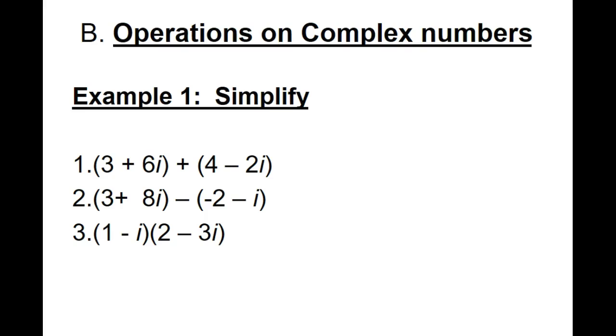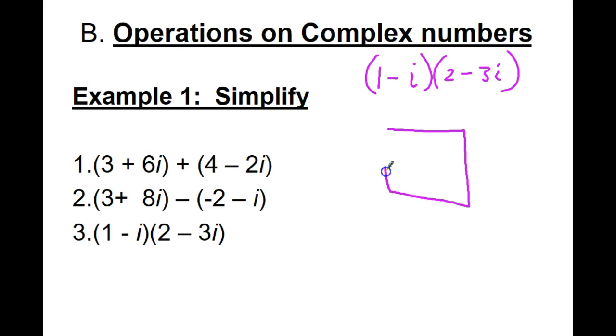Okay, so we have 1 minus i times 2 minus 3i. Now this, once again, is just like polynomials. There will be a little twist at the end, but for the most part, it's just like polynomials. So, how did we do this? We did the old box method, didn't we? 1 minus i and 2 minus 3i.